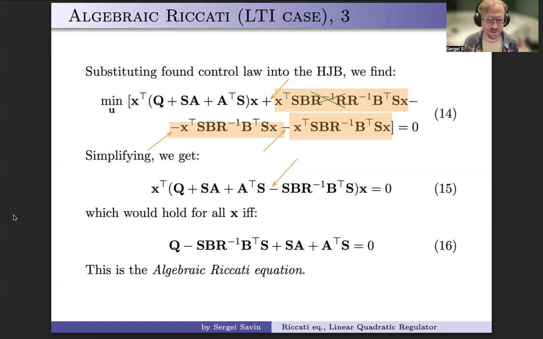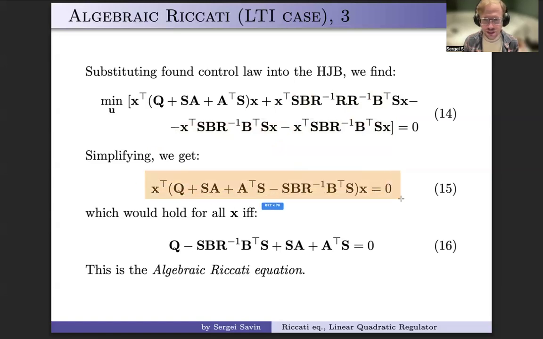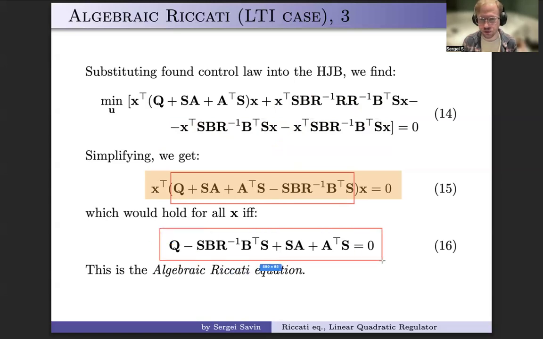All right. And what we got here is basically a quadratic form that has to be equal to 0 for all x. And this is only possible if the matrix of this quadratic form is always equal to 0. And this is what we have here. And that is called the algebraic Riccati equation.